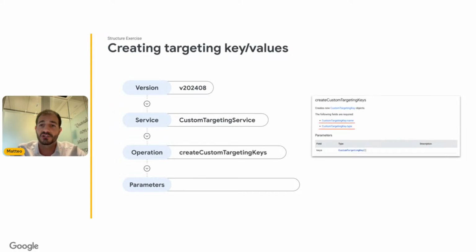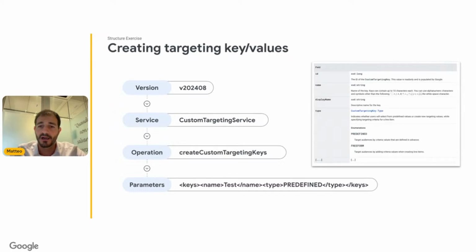If you click on the operation, it will show you that the custom targeting keys operation needs as a parameter a keys object. And the keys object specifically requires a name and a type, which you can see again highlighted in red. So in order to call this API service and this API operation, we're going to need to pass as a parameter this little XML object. Now, mind you, we're working with SOAP APIs, so we need to build this XML object like this.